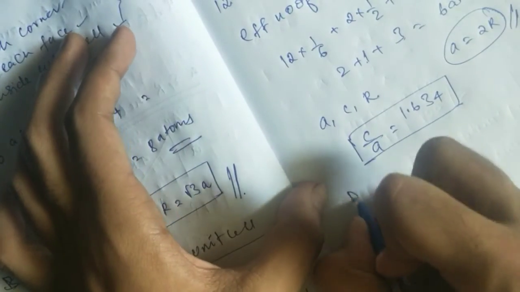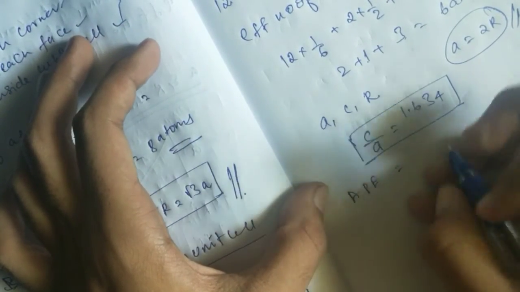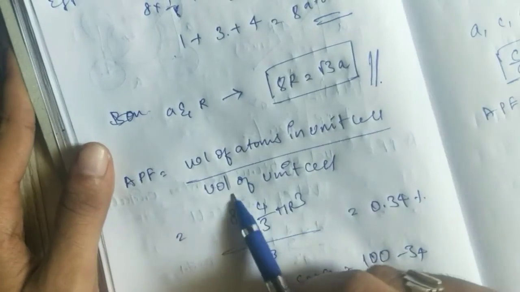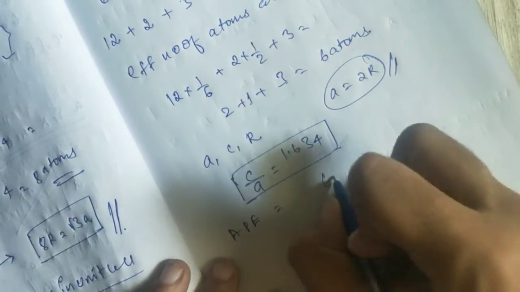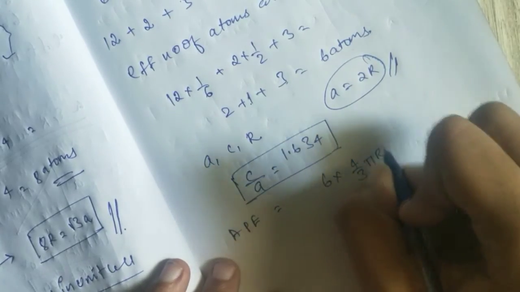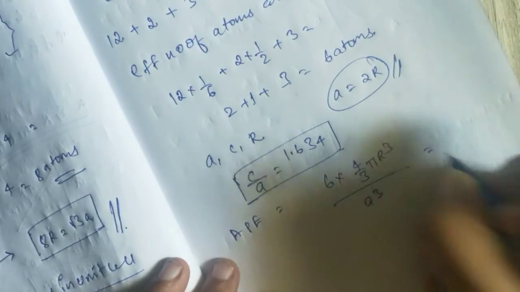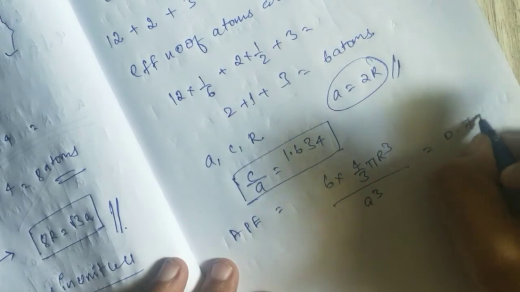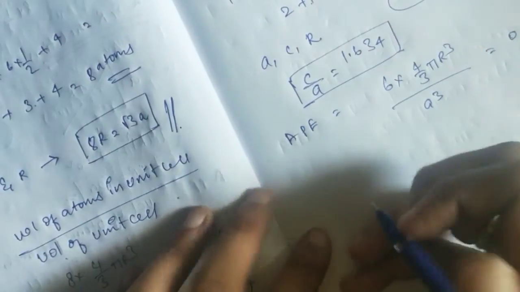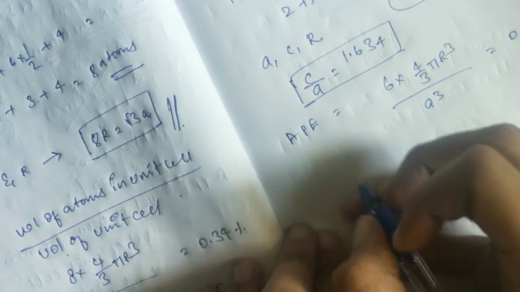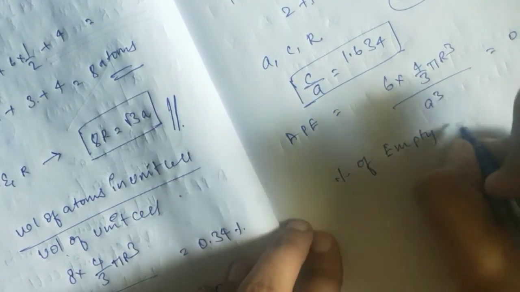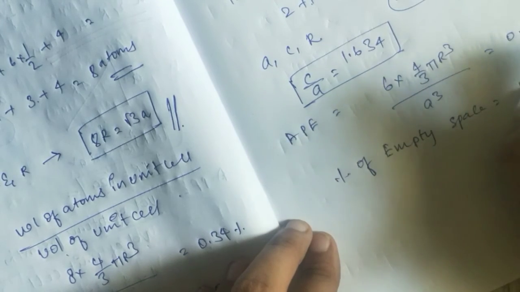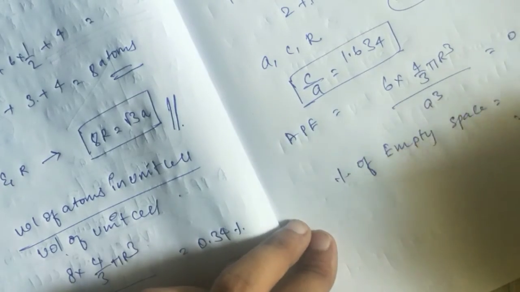And next, atomic packing factor. This is given by the same formula, volume of atoms in unit cell divided by volume of unit cell. So number of atoms, 6 into 4 by 3 pi r cube divided by a cube. This is equal to 0.74. And next, percentage of empty space is given as 100 minus 74, that is equal to 26.